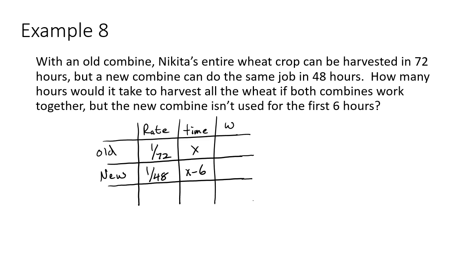So now we can multiply them together. So for W, we've got x over 72, x times 1/72. And for the new one, I'm going to leave this as 1 over 48 times x minus 6. If we add those two up, x over 72 plus 1 over 48 times (x minus 6), this should be equal to job completed, equal to 1.